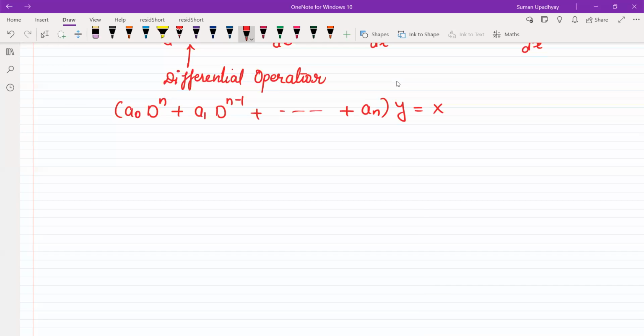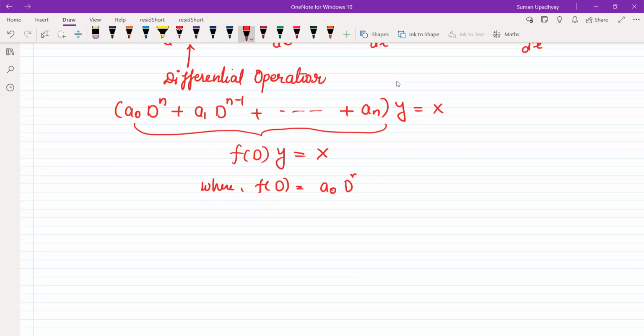Now what I'm going to do, ये जो term है, this term, I am going to take it as f of D. Okay, this will be f of D y equals capital X. तो आप देख सकते हैं कि what is this f of D? F of D is some function in terms of D, no? So it is a polynomial. Yes or no? Polynomial आप लोग समझते हैं क्या होता है?